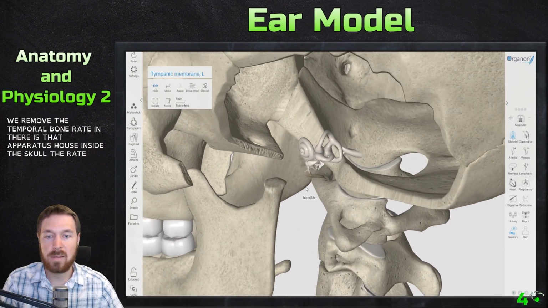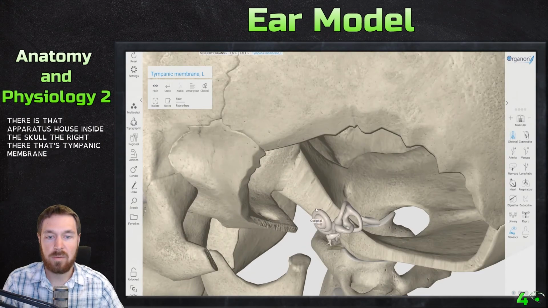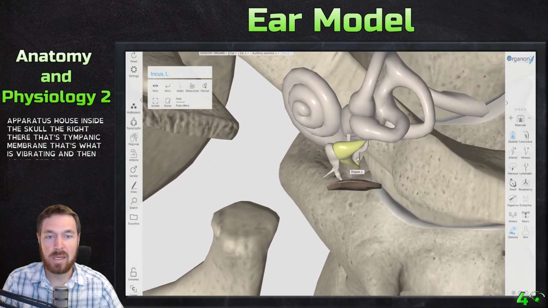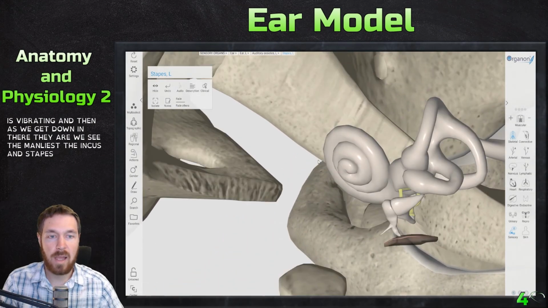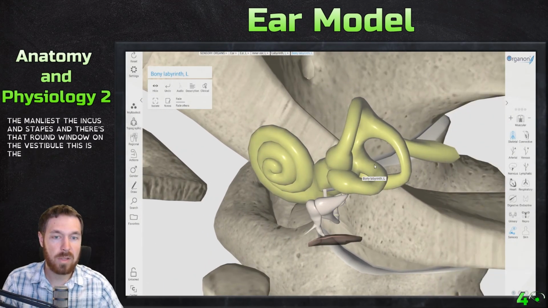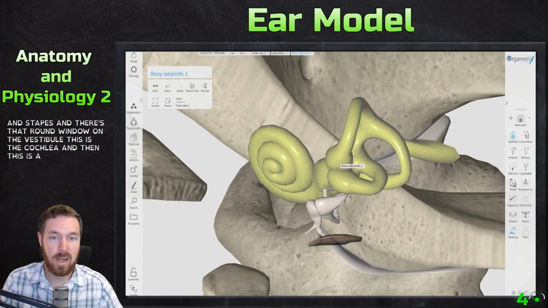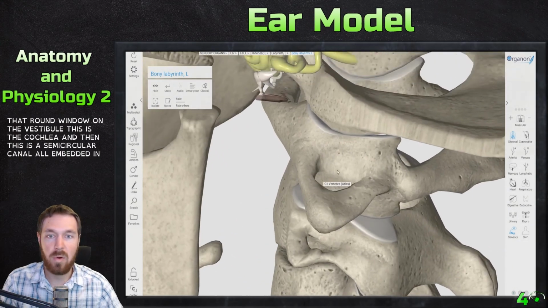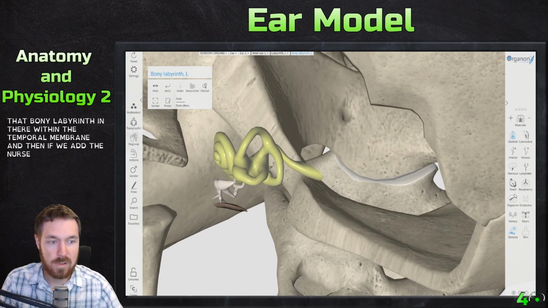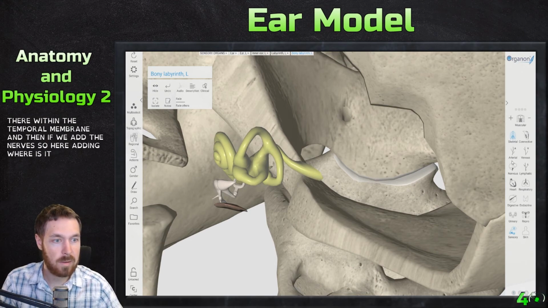So right there, that's the tympanic membrane. That's what's vibrating. And then as we get down in there we see the malleus, the incus, and the stapes. And there's that round window on the vestibule. This is the cochlea, and then this is the semicircular canal, all embedded in that bony labyrinth within the temporal bone.